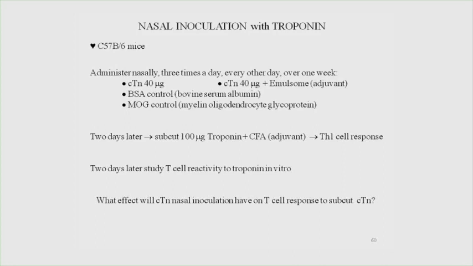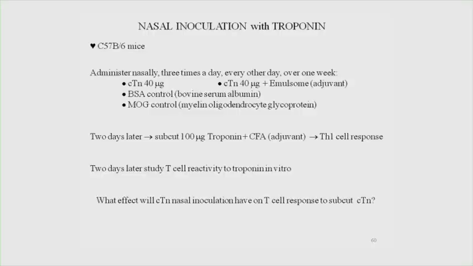We're going to take mice and we're going to administer nasally 3 times a day, every other day for a week, murine troponin or murine troponin with an adjuvant to awaken the immune system and say, hey, pay attention. As a control, we'll give a cow protein, bovine serum albumin, or a brain protein called MOG. So we're going to administer these antigens, which will become antigenic determinants, into the upper airway.